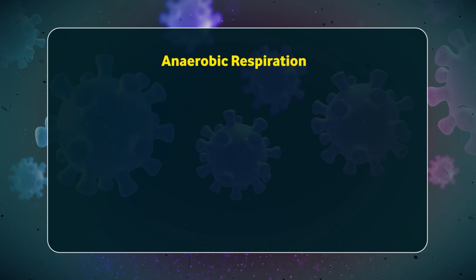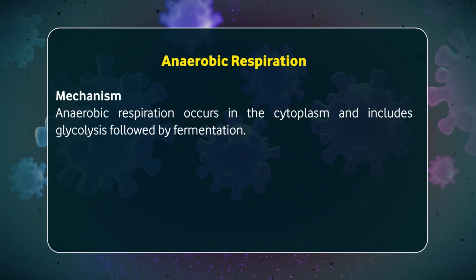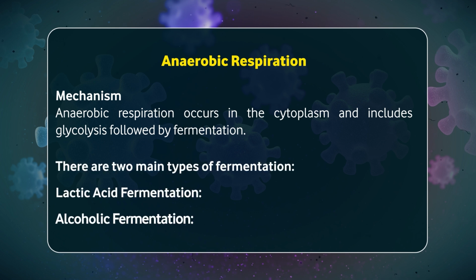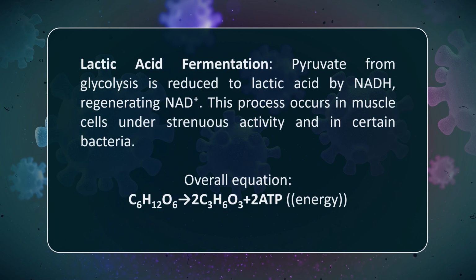Coming to anaerobic respiration, it occurs in cytoplasm and includes glycolysis followed by fermentation. There are two main types of fermentation: lactic acid fermentation and alcoholic fermentation. In lactic acid fermentation, pyruvate from glycolysis is reduced to lactic acid by NADH, regenerating NAD+. This process occurs in muscles under strenuous activity and in certain bacteria.